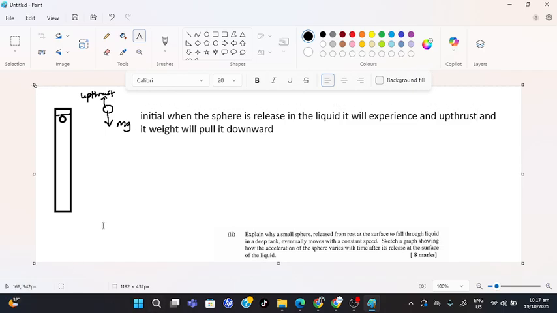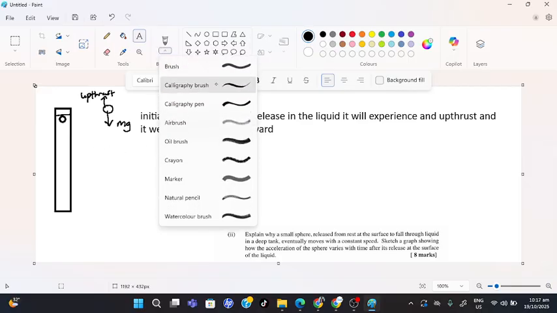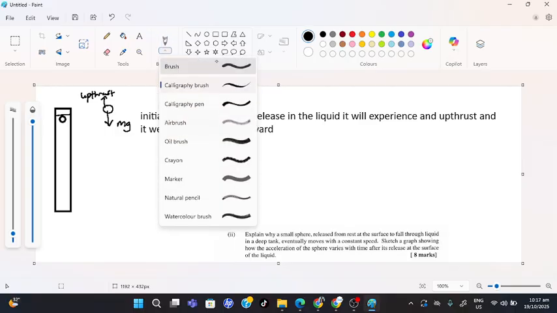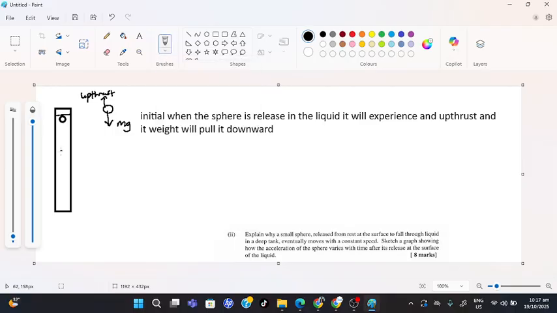Sorry about that. Now, what's gonna happen? As it falls, you're gonna have the upthrust, you're gonna have the weight, and you're gonna have a drag force.